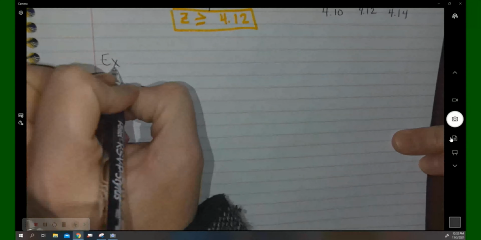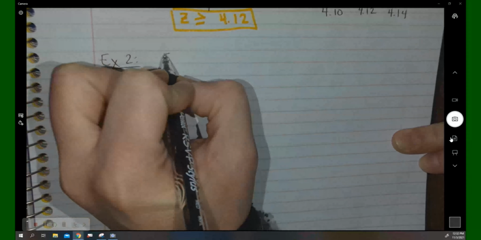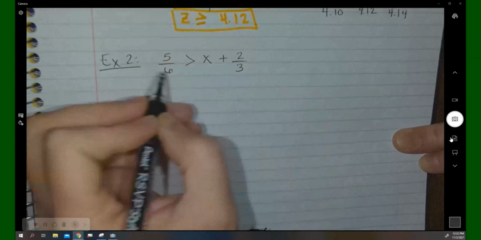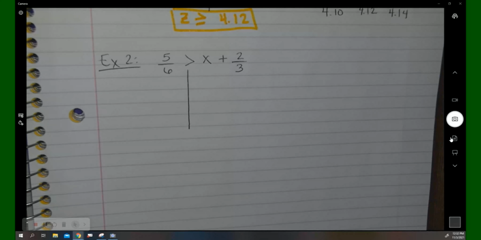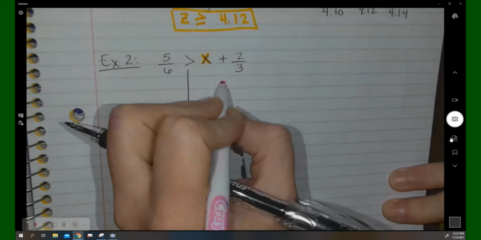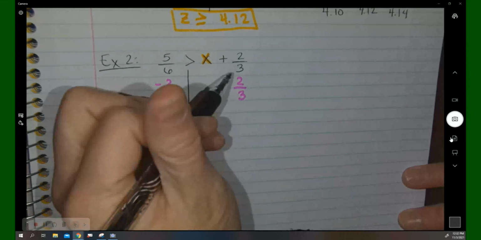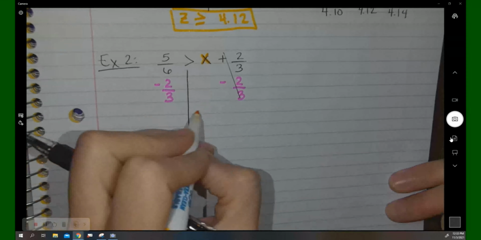So for example 2, we have 5/6 is greater than x plus 2/3. So again, my goal is to get x all by itself. For this one, I'm going to undo the addition, because this 2/3 has a positive in front of it. So I'm going to subtract 2/3 on both sides. Now, since it's fractions, these will cancel, so I can bring down my x.